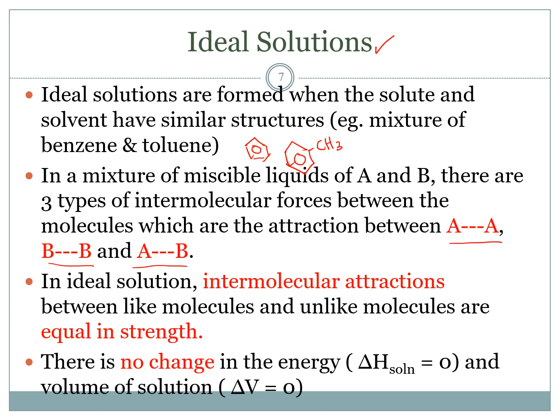In ideal solution, intermolecular attraction between like molecule and unlike molecules are equal in strength, which is the forces between AA is the same as AB or BB. There is no change in the energy. Delta H solution is equal to 0 and the volume of solution is equal to 0. So this means the total volume of solution A and B when mixed remain unchanged. For example, 50 ml of A when added to 50 ml of B will give 100 ml of solution.